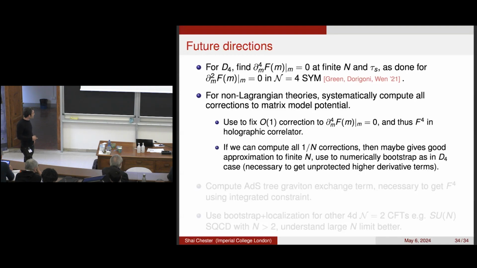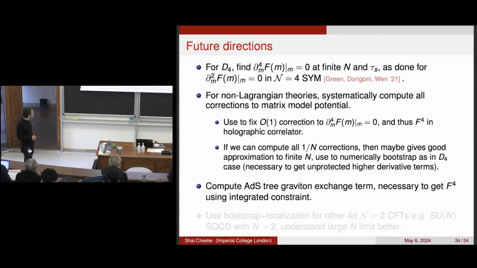More ambitiously, if we could compute all 1 over n corrections to the mass deformed free energy, then this might give a good approximation to finite n, which could then be used to numerically bootstrap the theory just as we did for the D4 case, which is ultimately what would be necessary if you want to study unprotected corrections. Finally, it would be nice to compute the AdS tree graviton exchange term, because that will be necessary to get f to the 4, because it also shows up at order 1 over n squared. This is something I'm working on at the moment.